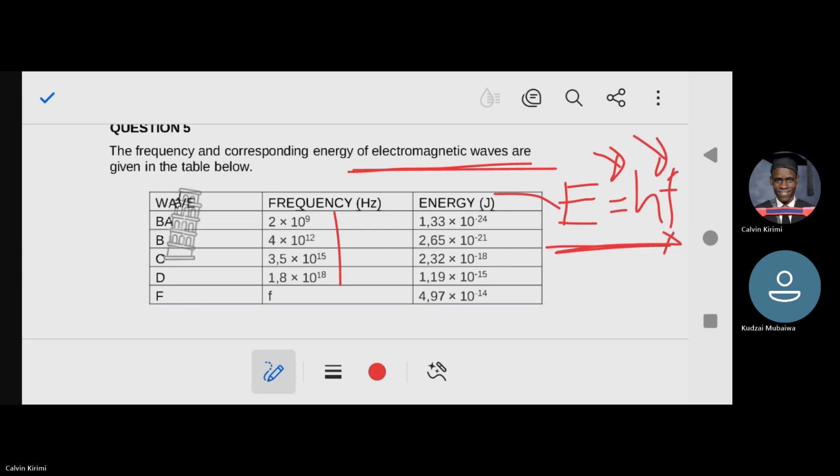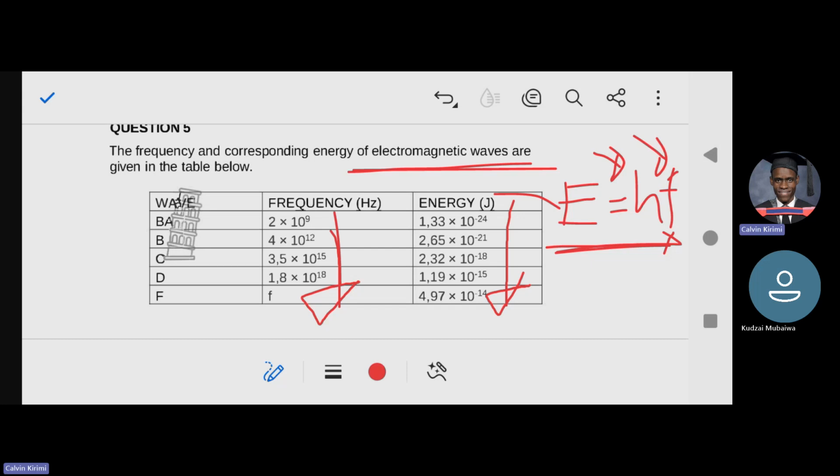But when a number is multiplied by 10 to the power negative, this number is very small, isn't it? This is very small, negative 24. So this number is big. In other words, your energy is now increasing. Can you see? If your energy is increasing, what is happening to the frequency? The frequency is also increasing, because 10 to the power negative 14 is bigger than 10 to the power negative 24.